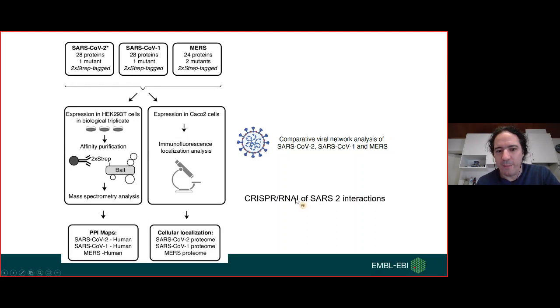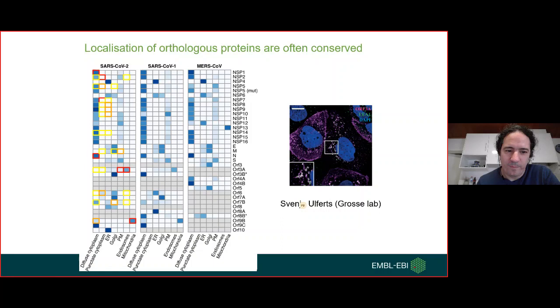Just some quick take-home messages from here. Here we're summarizing the localization information. In the bluish colors, you have the localization of the proteins in the absence of infection, so when you express one protein at a time. If you focus on that first, one of the key take-homes is that if the same protein exists in the three different viruses, it would almost always localize to the same compartments. And this is in the absence of infection. So one key take-home message is that typically these proteins across the three viruses don't diverge in terms of their protein localization, which is already potentially useful to know.